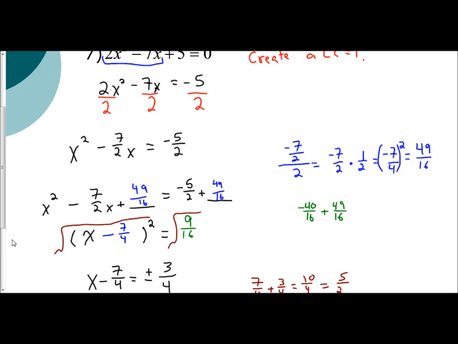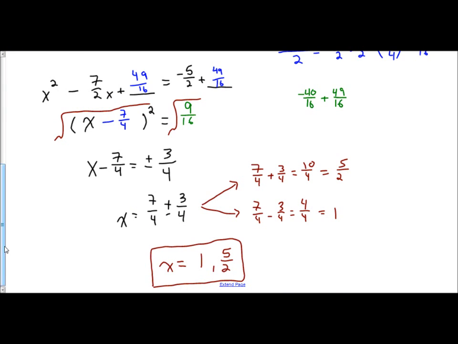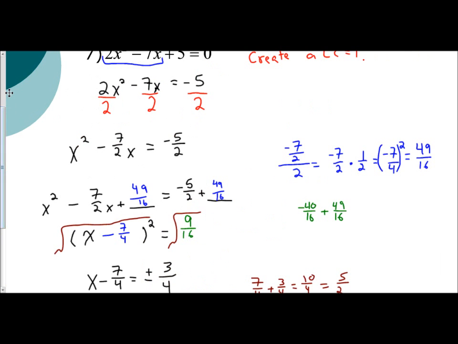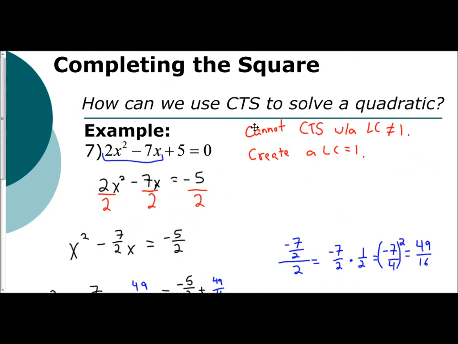So this is a special example. It's unique. Make sure you're confident with it and you understand the only new concept with this is you cannot complete the square with a leading coefficient that's not 1. So you must create it first by dividing all the terms by the leading coefficient.